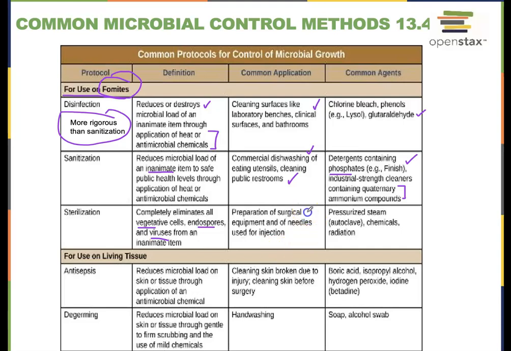And this is going to be a very rigorous process, and it's for surgical equipment and things that you inject into the body. There are different ways to sterilize. There is the autoclave that you guys have read about before. Different chemicals are sterilants, and radiation can be a sterilant. Down here in this area, we have living tissues, right? So this is where we have our antiseptics and our degerming.